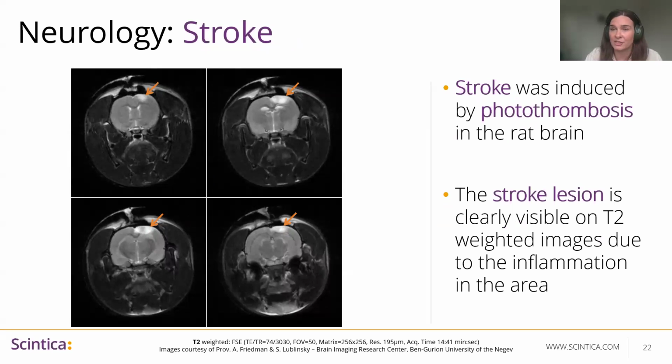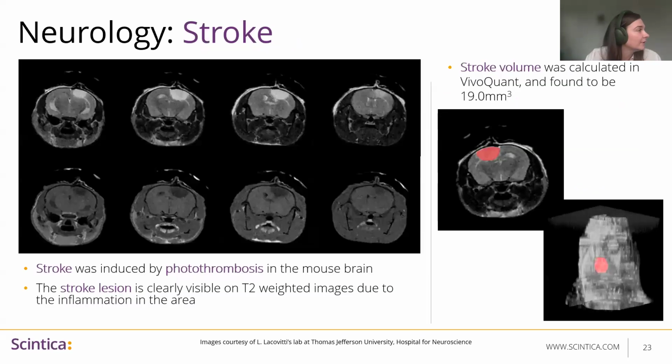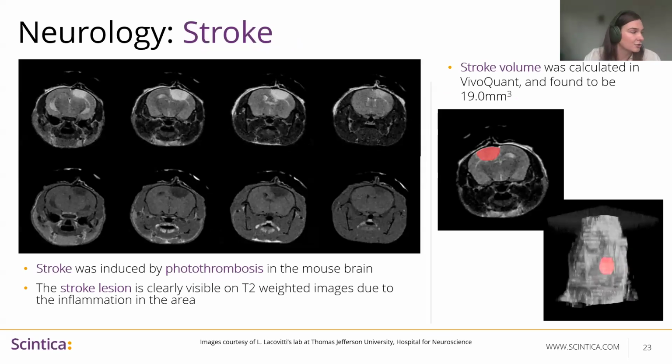So another common application within neuroimaging is stroke. So there are many different types of stroke models. This particular case is photothrombosis. So we can see the lesion quite brightly in these T2 images shown on the cortex. And we're able to quantify that over time. In this instance, this is a photothrombotic stroke.